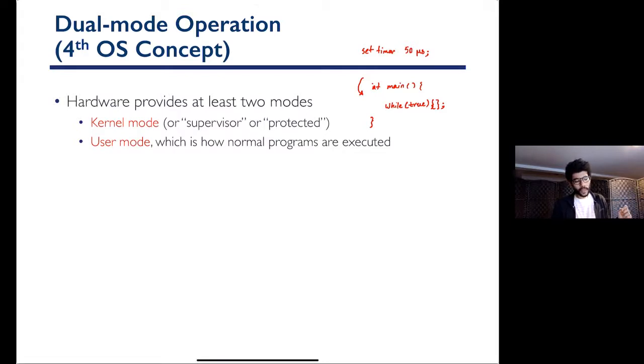Now, if my user program is able to disable interrupts... why is it not working? Oh my God! The pen ran out of battery. So sorry, I should have charged it.